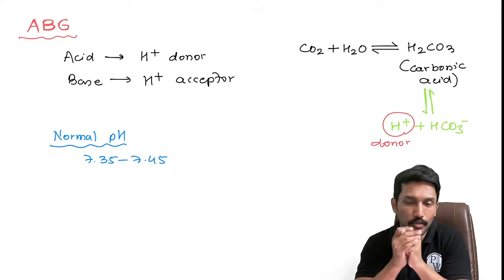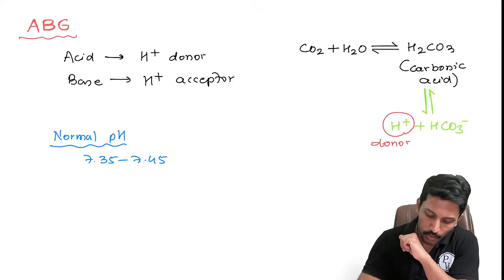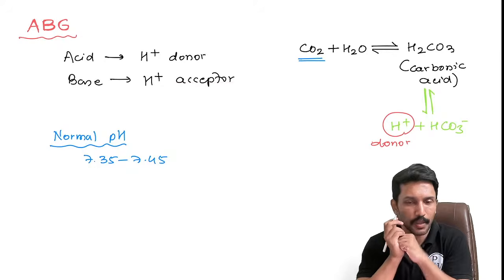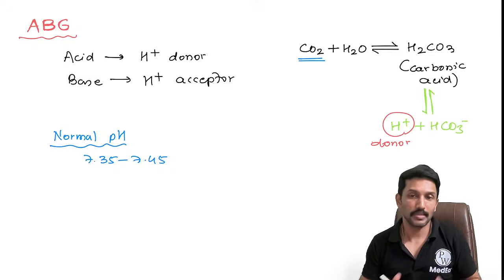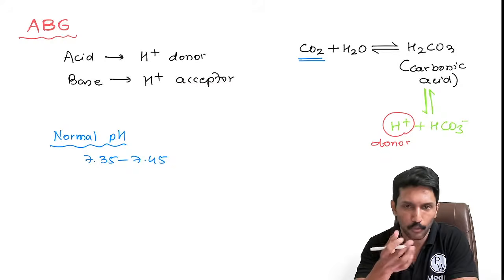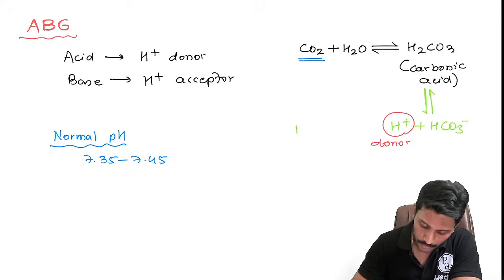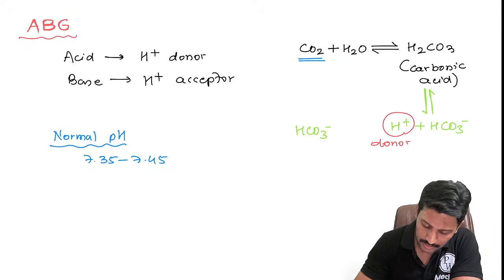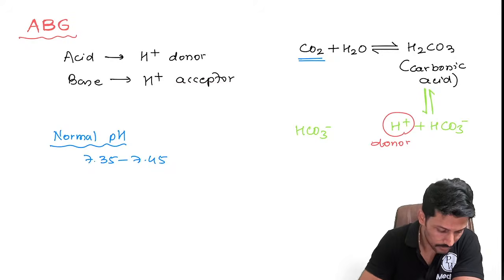Okay. So what we have learned so far, carbon dioxide is our major acid. And what is a major base in the body? The major bases in the body are one, ammonia, and the other, bicarbonate. So bicarbonate is one of our major bases. So carbon dioxide is an example of an acid.